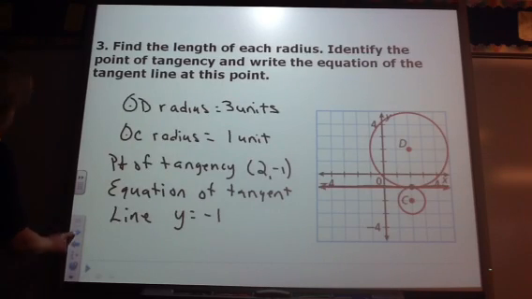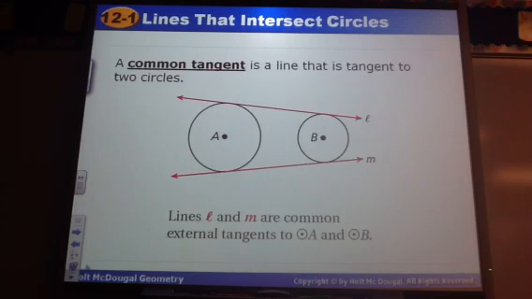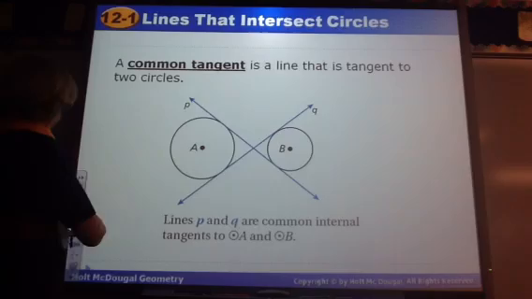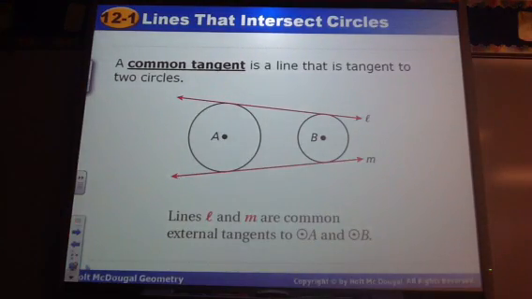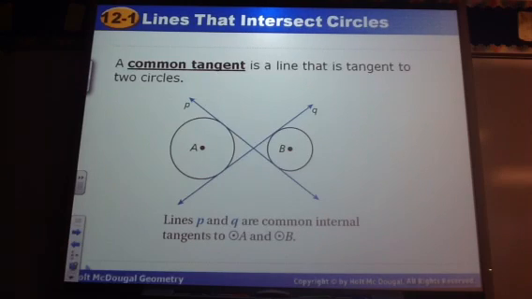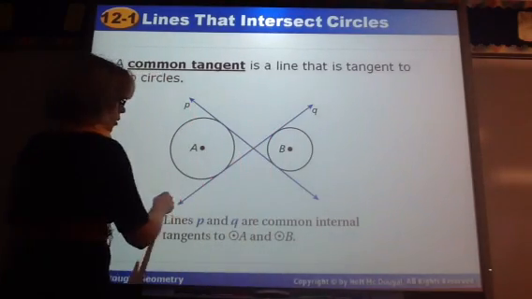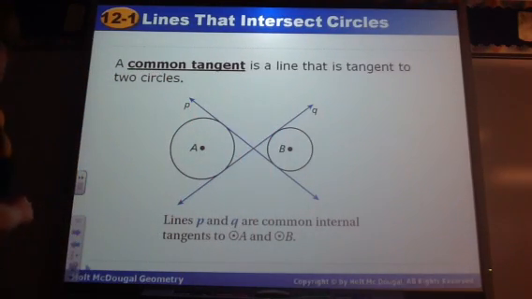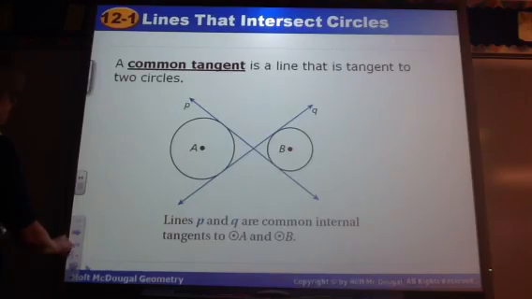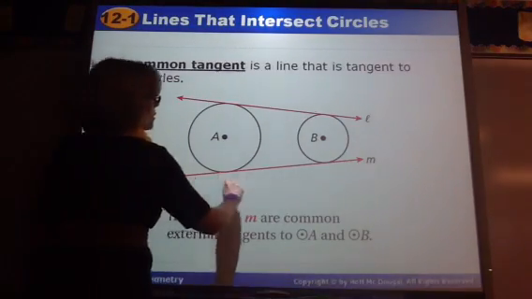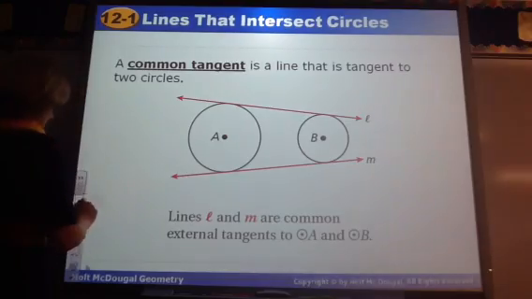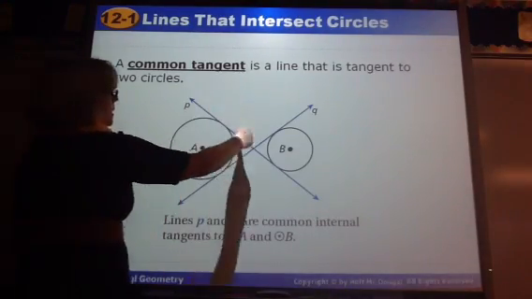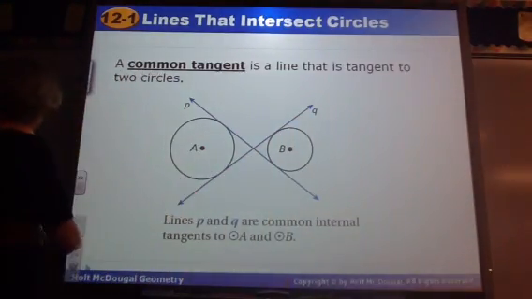Okay, let's move on. All right, a common tangent is a line that is tangent to two circles. Line L and line M are common external tangents to circle A and B. Then we have lines P and Q are common internal tangents to circle A and B. So if you see the difference here, these are on the outside of the two circles. These are between the two circles, okay?